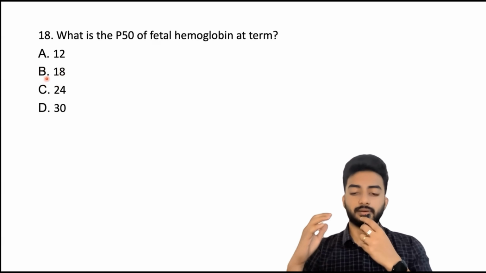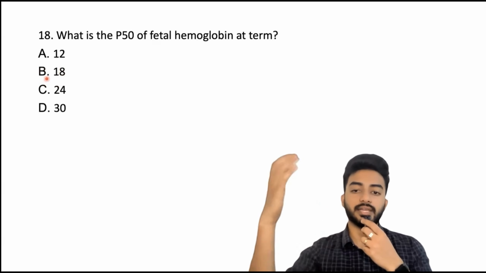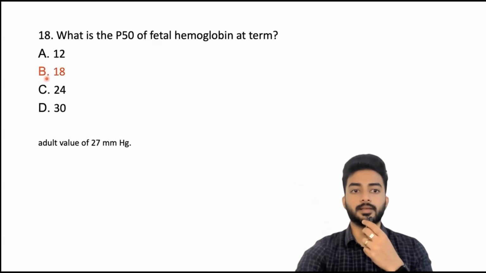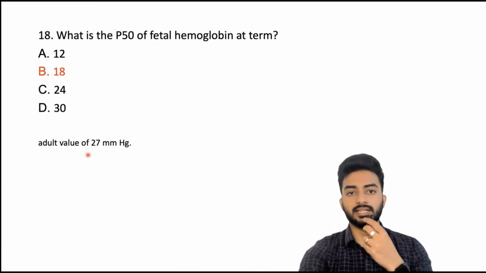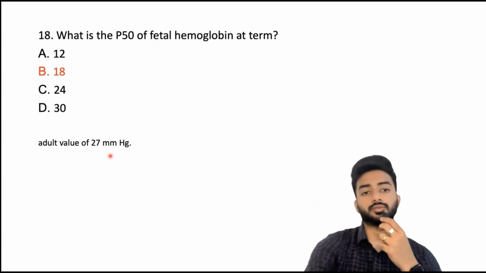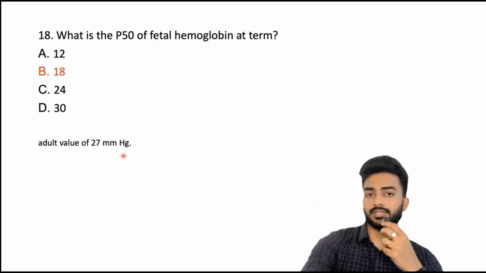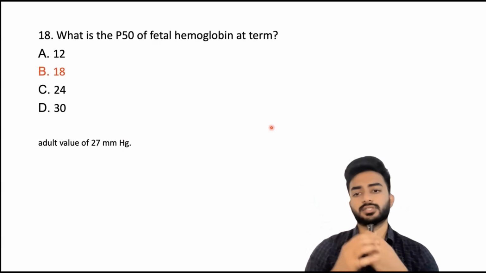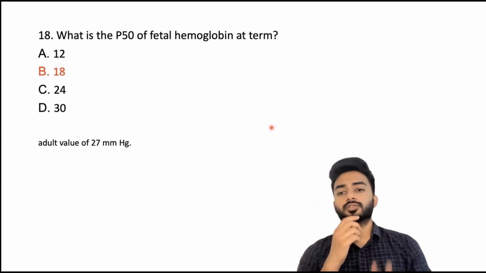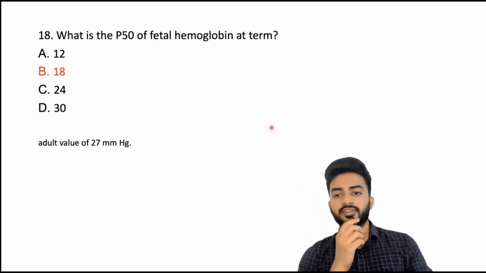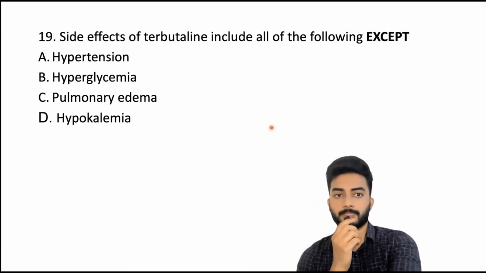That's why the newborn is having a higher hemoglobin affinity. And we should also know the adult value of P50, that is 27 mmHg. So this oxyhemoglobin dissociation curve, at least 2 to 3 questions will come in every session of NEET SS.